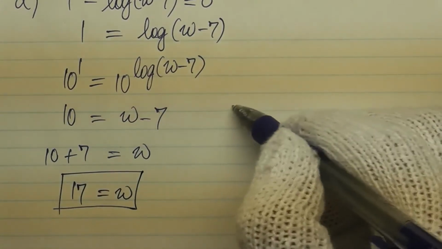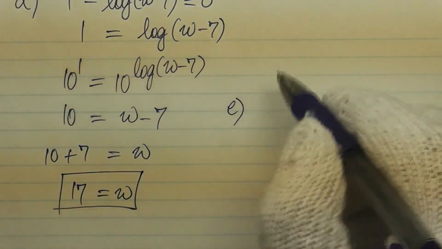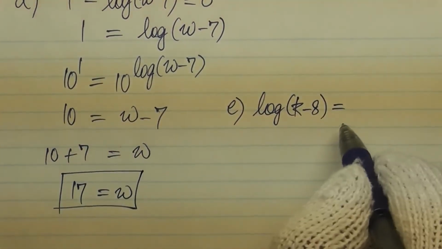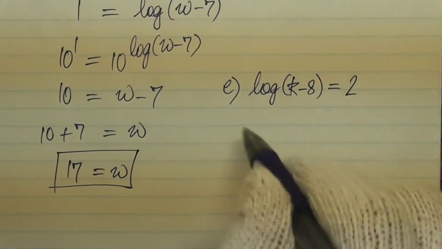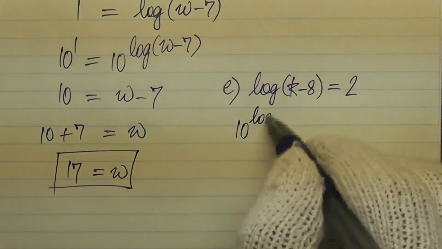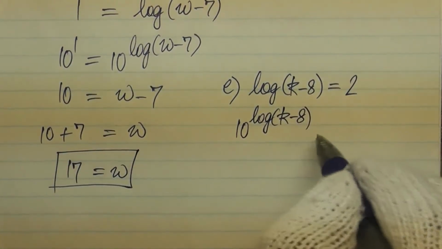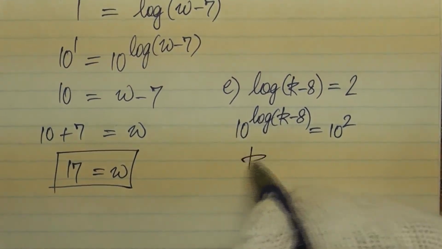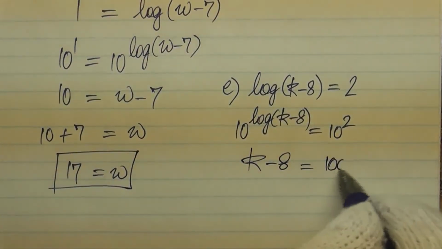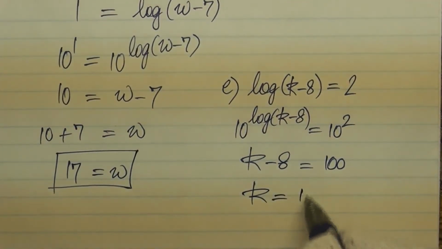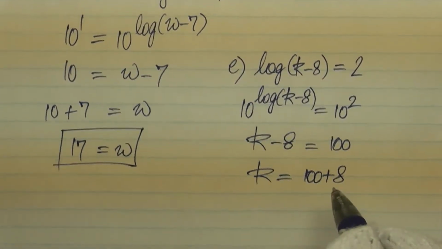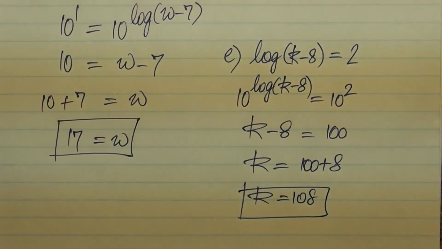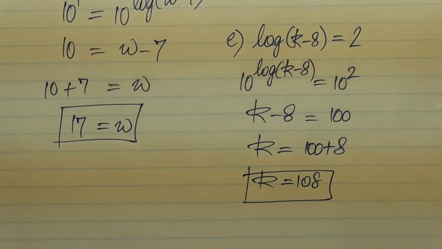Sorry, there's a little earthquake going on. So if I raise both sides to base 10, k is equal to 108.